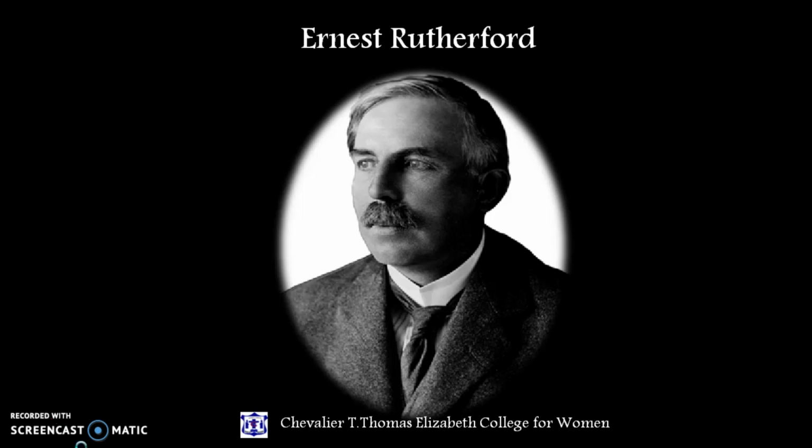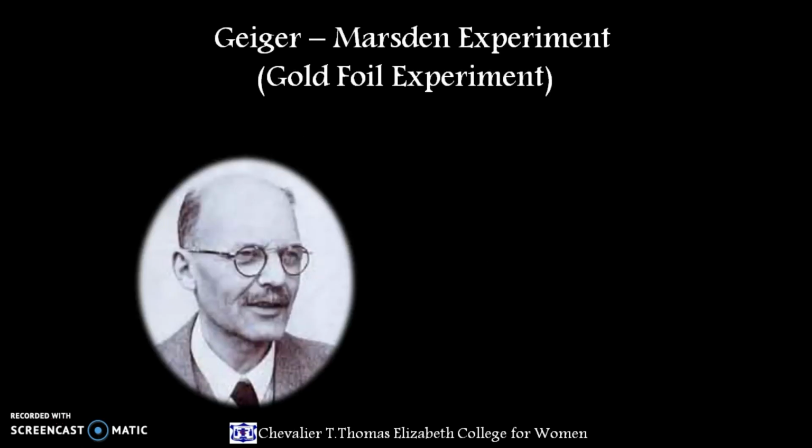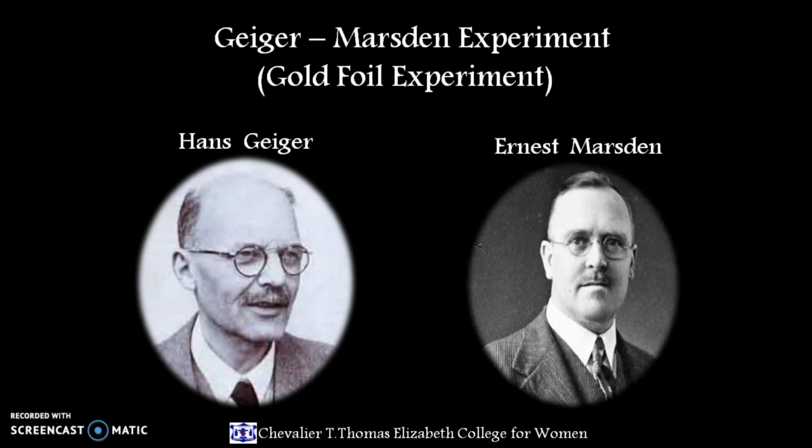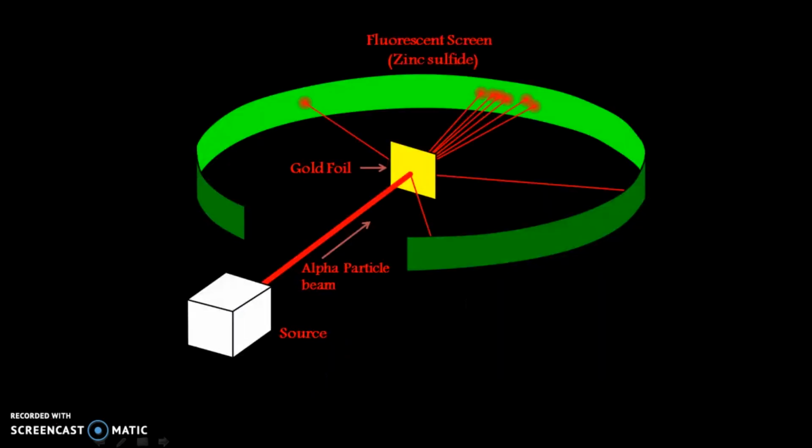In 1909, Hans Geiger and Ernest Marsden, under the direction of Rutherford, carried out the famous Geiger-Marsden or gold foil experiment to observe the effects of alpha particles on matter. So, they decided to aim a narrow beam of fast-moving alpha particles at a very thin sheet of gold foil.